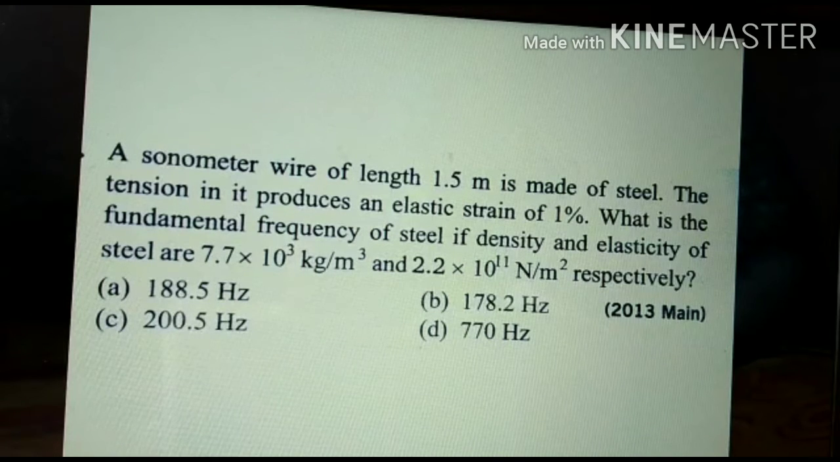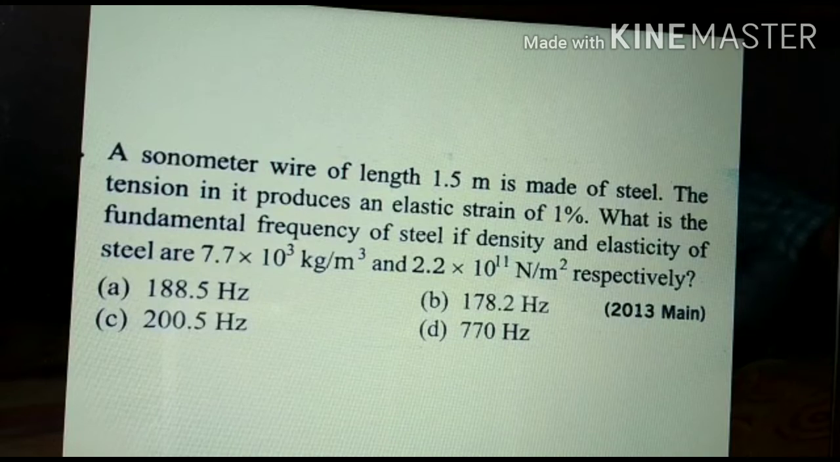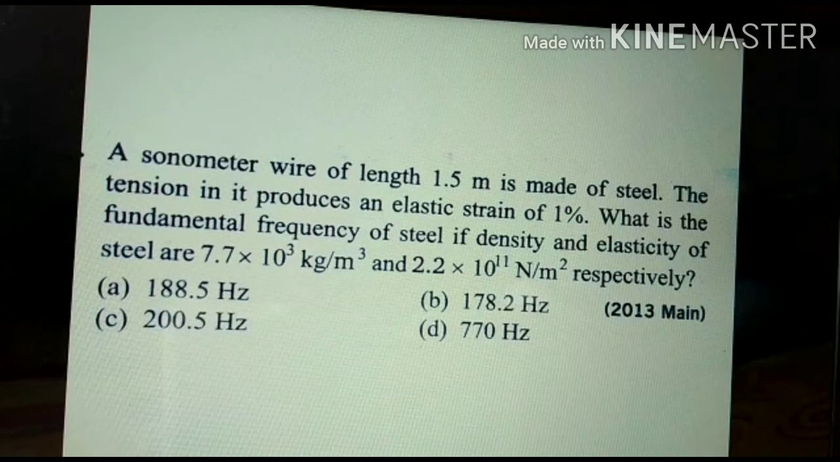A sonometer wire of length 1.5 meter is made of steel. The tension in it produces an elastic strain of 1%. What is the fundamental frequency of steel if density and elasticity of steel are 7.7 into 10 to the power 3 kg per meter cube and 2.2 into 10 to the power 11 N per meter square respectively?